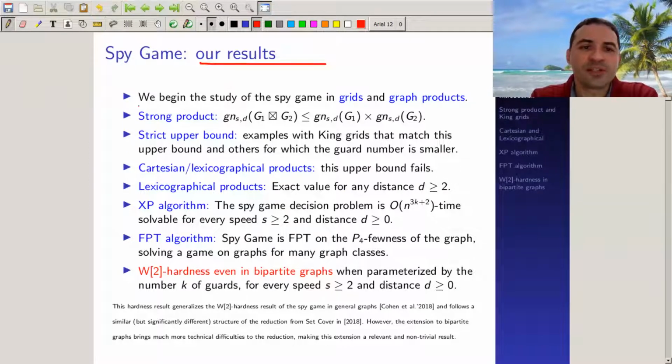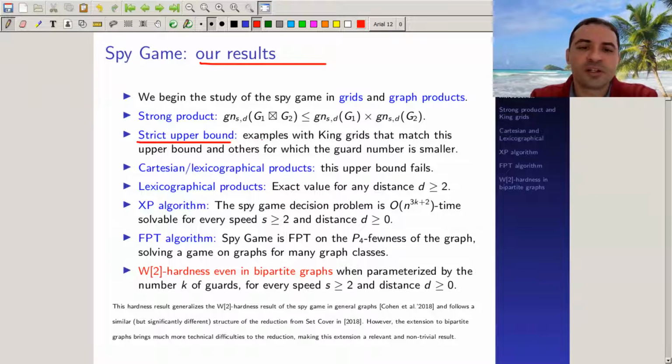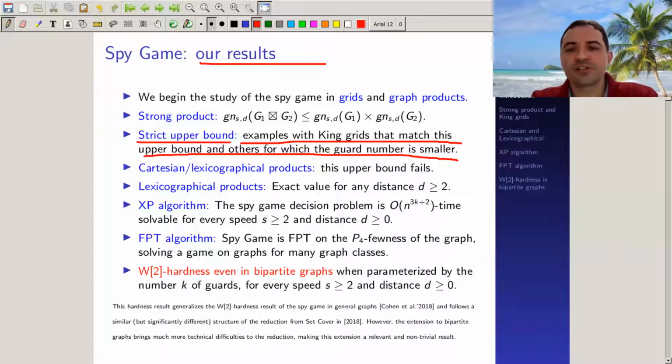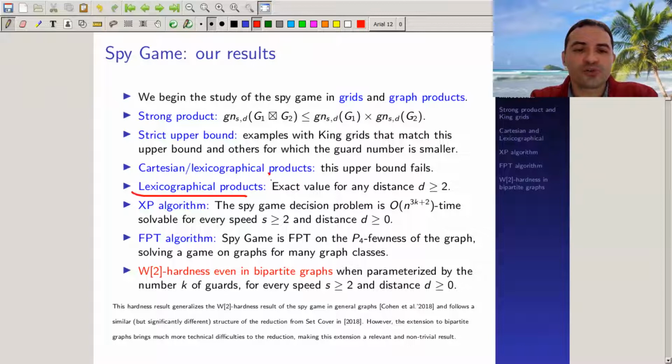Our results. We begin the study of the spy game in grids and graph products. We obtain an upper bound on the strong product. The guard number of the strong product is at most the product of the guard numbers. We obtain examples with king grids that match this upper bound and others for which the guard number is smaller. We prove that this upper bound fails in the Cartesian and the lexicographical products. In the lexicographical product, we obtain the exact value for any distance D at least 2.